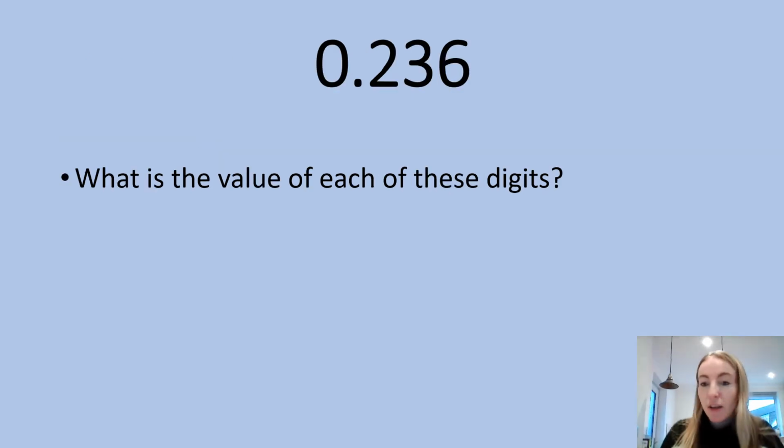So firstly, we need to look at the place value of each of these digits. So what is the place value of the 2, the 3, and the 6? So it's in the tenths. So we've got 2 tenths, 3 hundredths, and 6 thousandths.